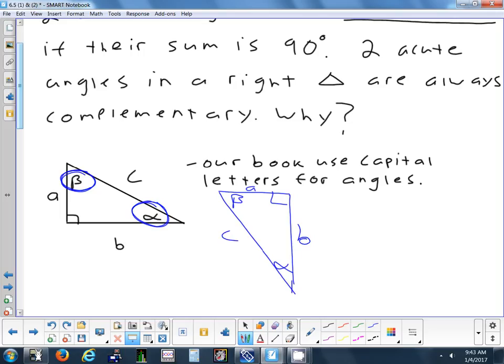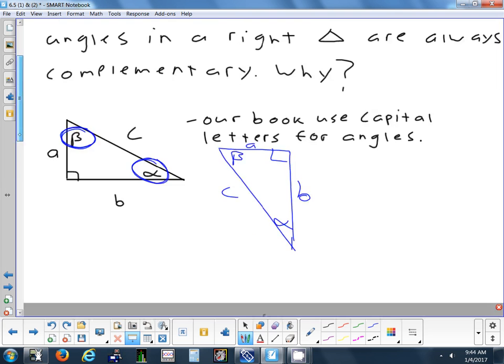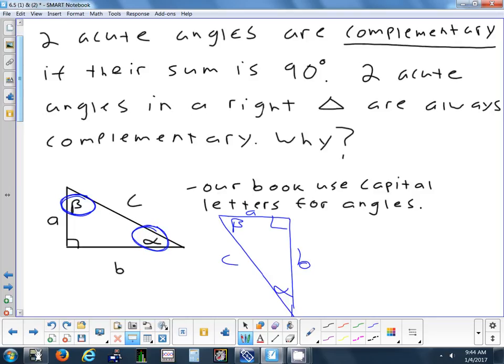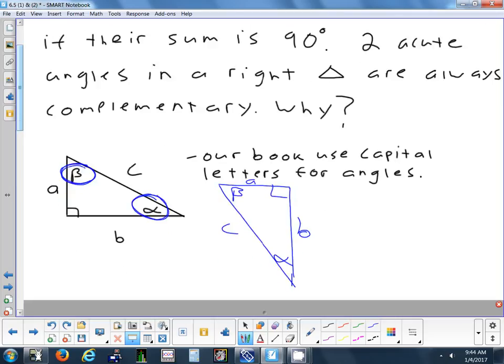A is across from alpha. B is across from beta. C is always across from the 90. It's always the hypotenuse. So draw your triangle any way you want. Just maintain that relationship I just said. A across from alpha, B opposite beta. As long as you do that, however you draw your triangle, you'll always get the right answer. And that we're not going to do. So any questions on that? So it's a good diagram to have for any right triangle problem you need to solve.